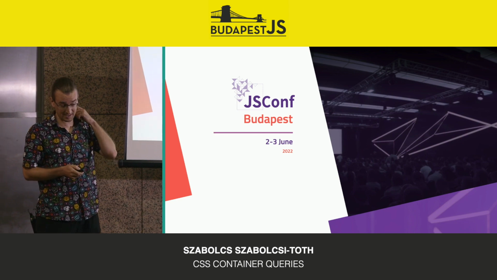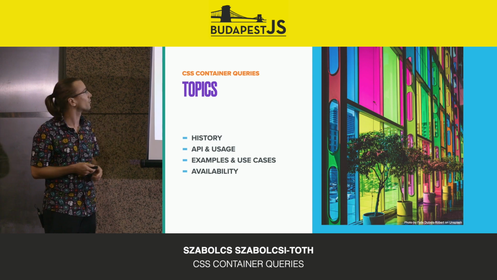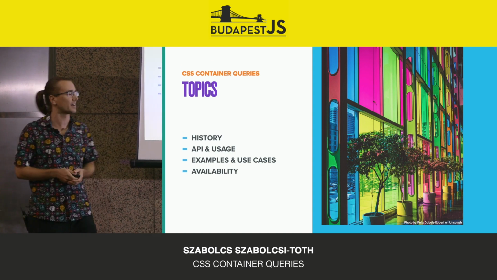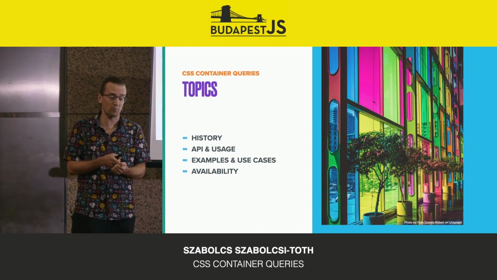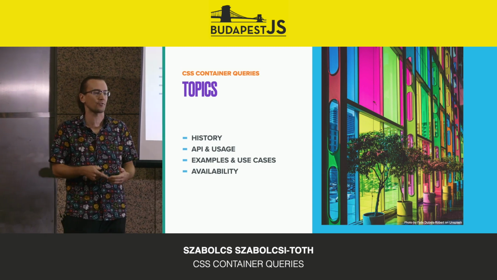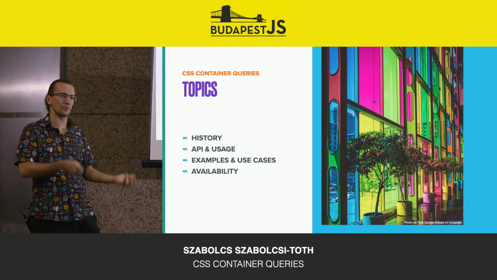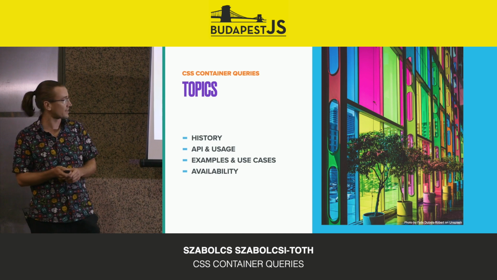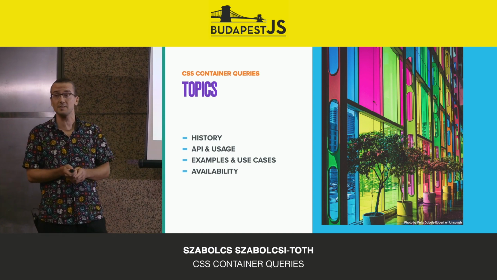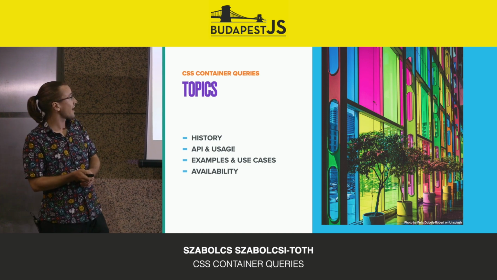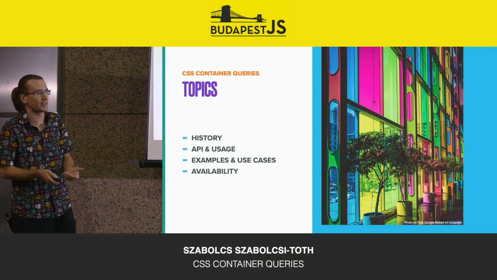But let's get back. What's the topic of today? So today I'm going to talk about CSS Container Queries. A bit of history: what is it, and why did it take so long to actually bring it to you? There will be some examples on how to use it, some API and usage examples, then actual real life examples and use cases. What is it good for? And last, some availability information. Can you use it or not? Can I use it or not?